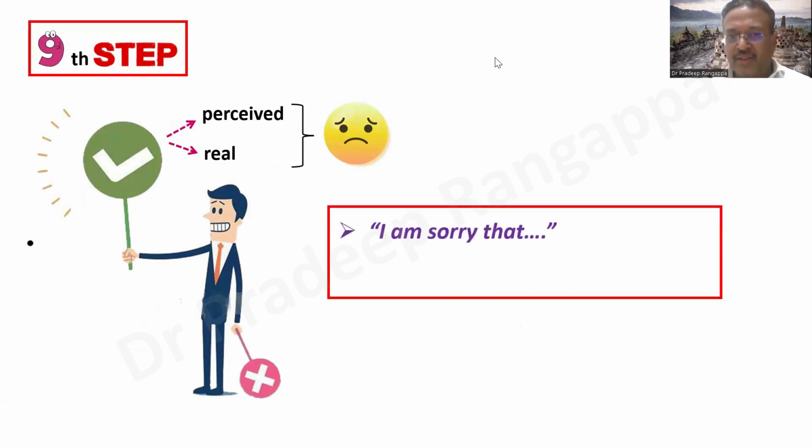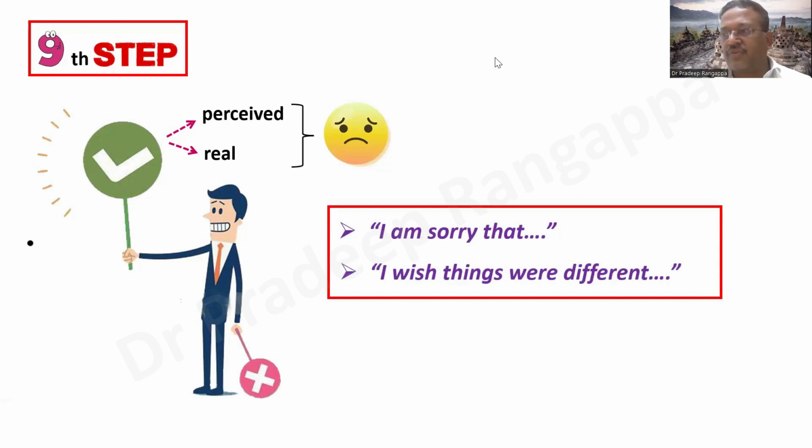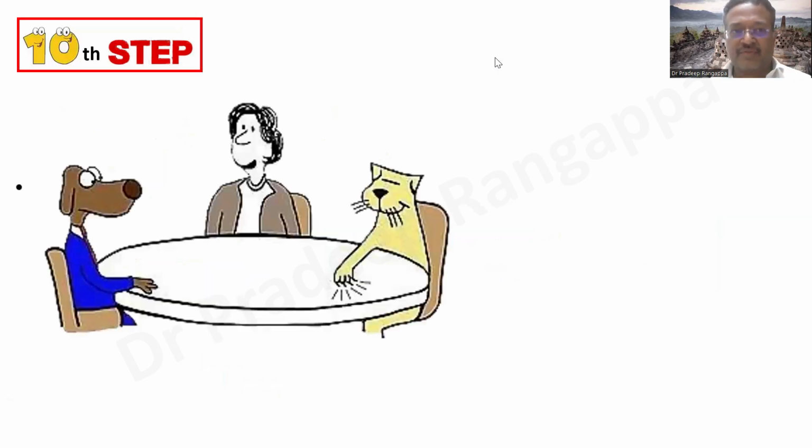I think this is also very difficult. I'm sorry that such a thing has happened. I wish things were different. So the eighth and ninth steps are very difficult. Letting go of your ego, letting go of our moral high ground. And the ninth step is taking one step backwards and expressing the regret that this should not have happened, or this situation should not have arisen where we are engaged in conflict. I think that also becomes very difficult.